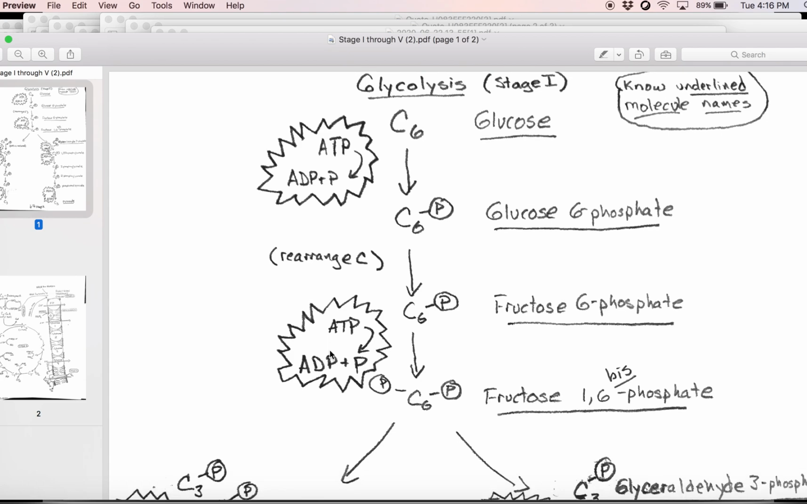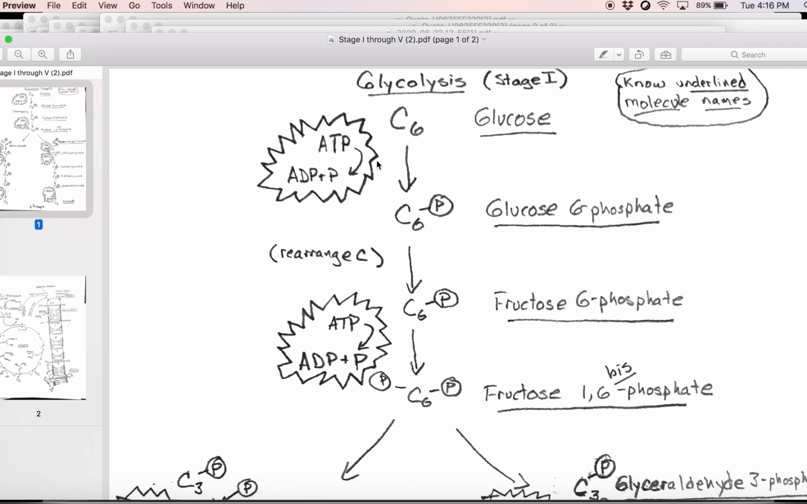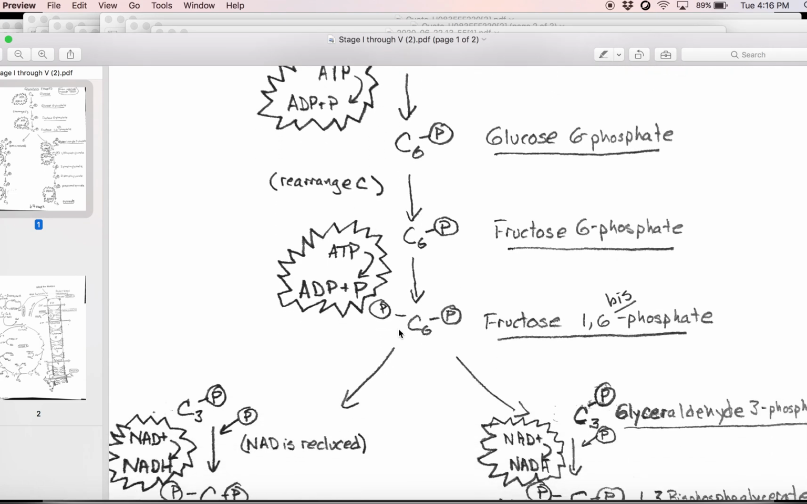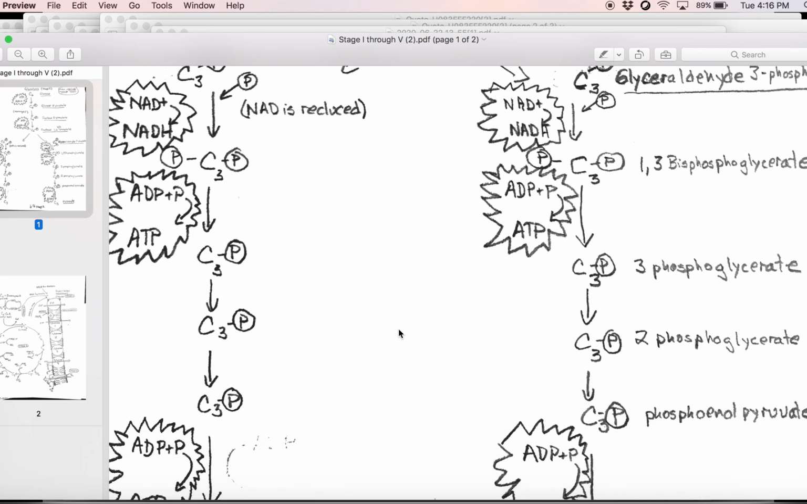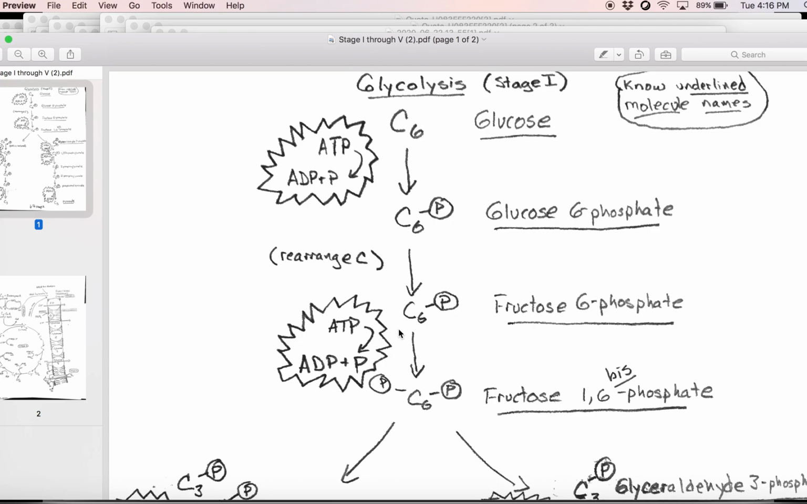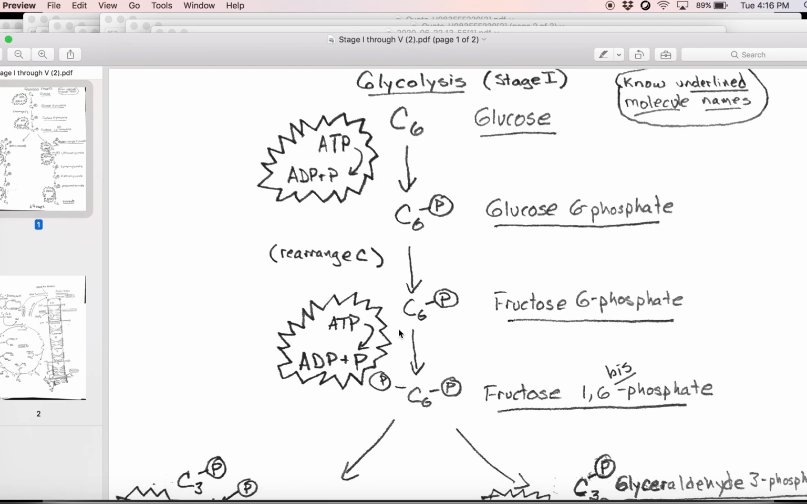Okay, so stage 1, this would be blue because this happens in the cytoplasm and it can happen without oxygen. And the stuff that is underlined are the names I want you to know. Okay? So glucose going to glucose 6-phosphate. That takes an ATP, and that phosphate gets added on to the number 6 carbon.